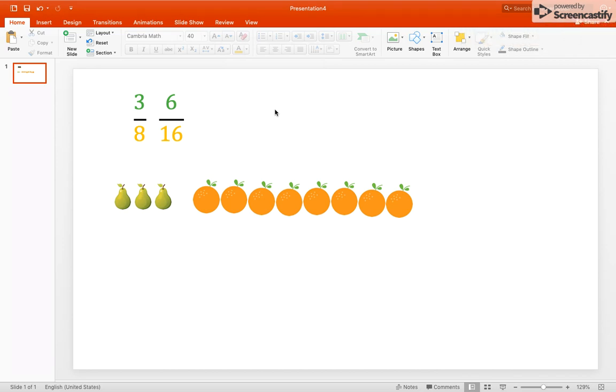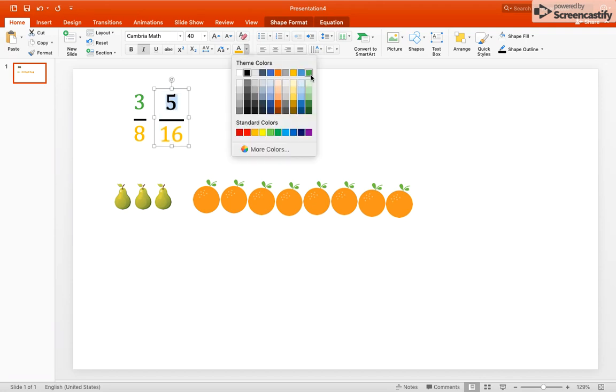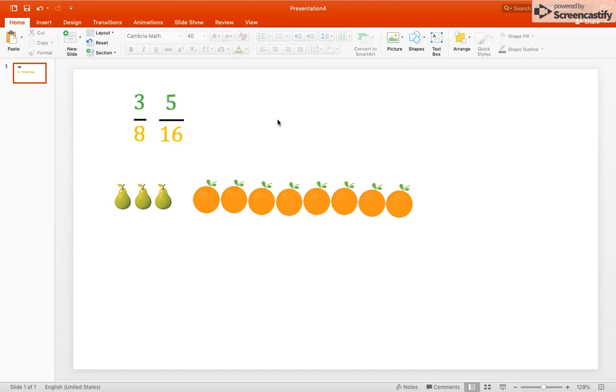Then our problem says we take away 1 pear. So if I'm starting with 6 pears and I go down to 5 pears, that means my new proportion is 5 to 16. 5/16 does not simplify, so that's not going to work for my answer. So I'm going to go back to square one.